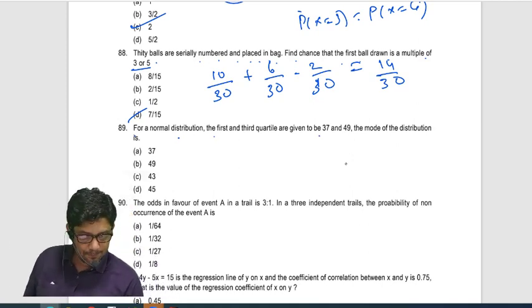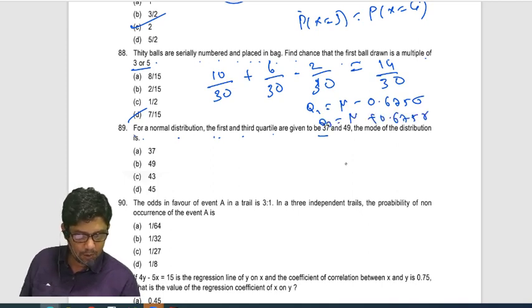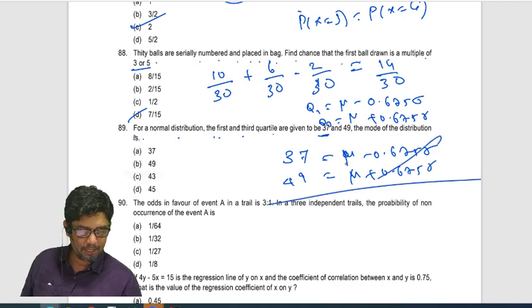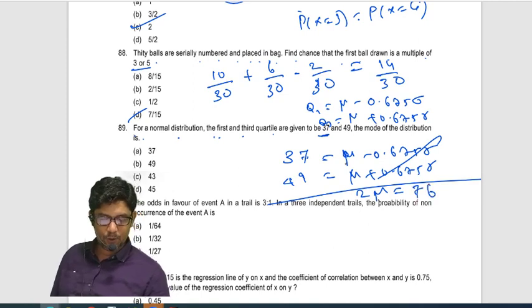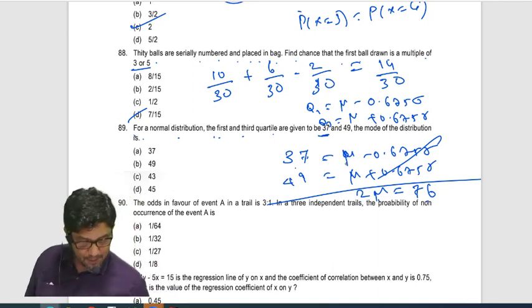Now look at this. What is given? First and the third quartile. So Q1 is equal to what? Mu minus 0.675 sigma. You remember it. Q3 is equal to mu plus 0.675 sigma. Now 37 is equal to mu minus 0.675 sigma. And what is next? 49 is equal to mu plus 0.675 sigma. Adding these two simultaneously, 2 mu is equal to, what is it? 86. So what is mu equal to? 43. Is it right? What is 37 plus 49?